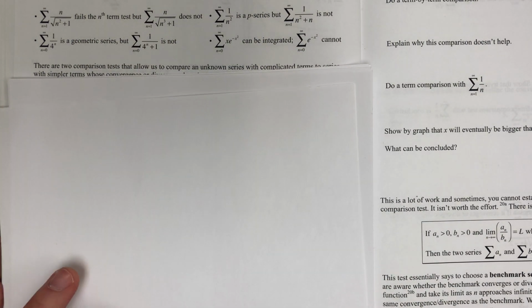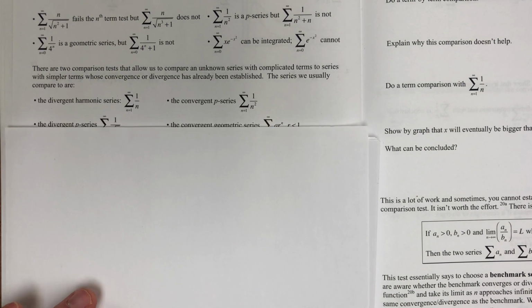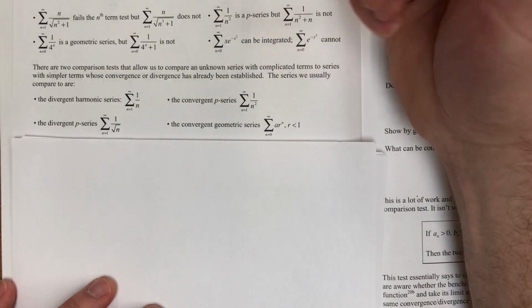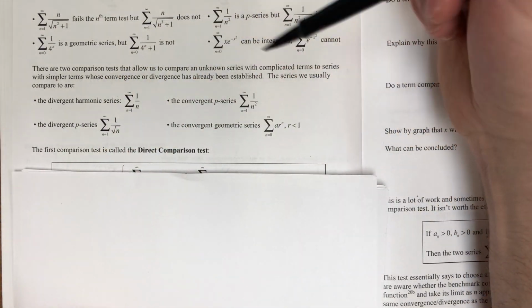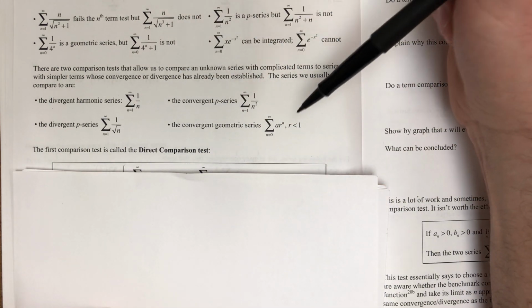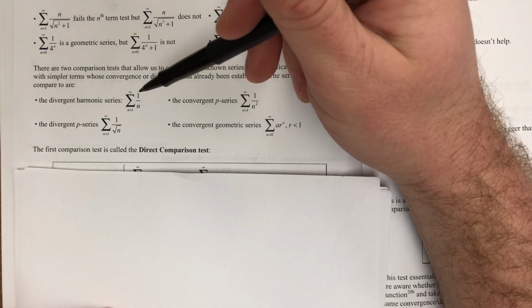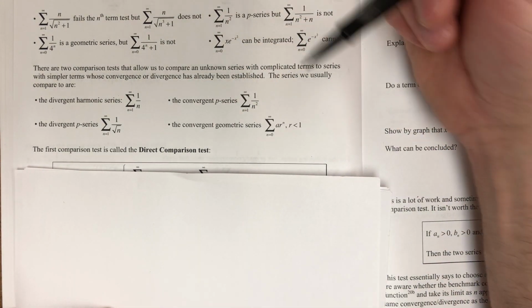All right, anyway, there are two comparison tests that allow us to compare an unknown series with complicated terms to series with simpler terms. What we're going to do basically is take a series and compare it to 1 over n, 1 over root n, 1 over n squared, or a geometric series. There's a way to compare them and prove through that comparison convergence or divergence.